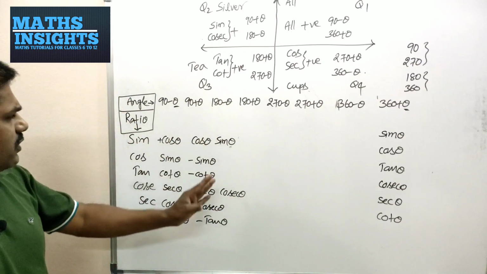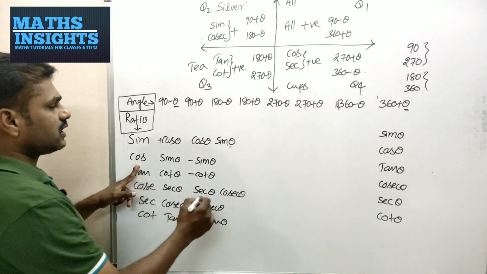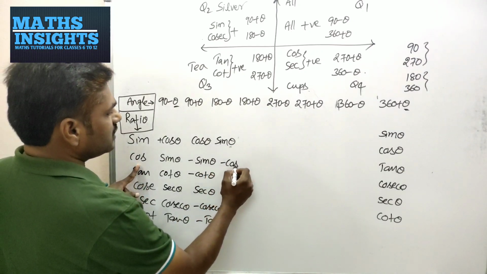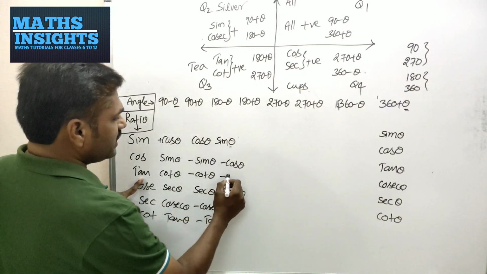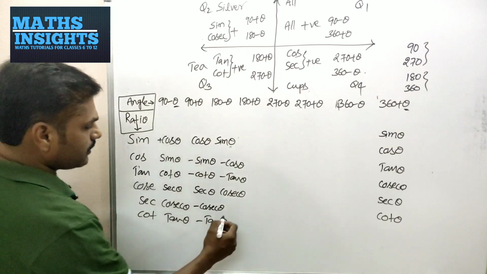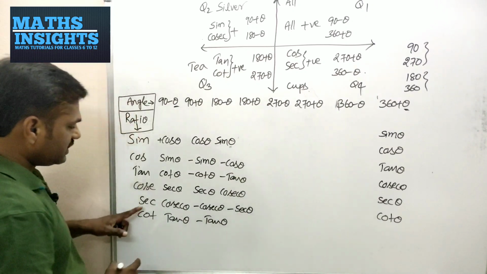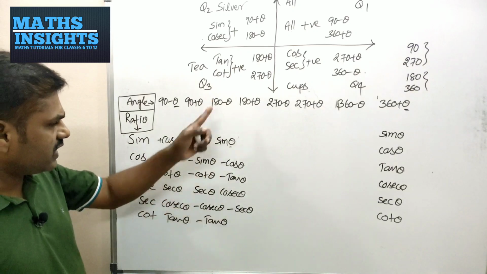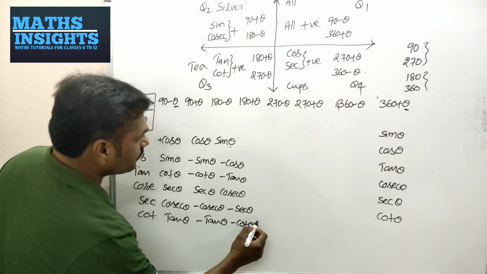Okay, for all the remaining you will get negative, meaning cos of 180 minus theta is minus cos theta. And tan of 180 minus theta is minus tan theta. For secant of 180 minus theta, minus secant theta. Why? Because 180 does not change the ratio. And cot is minus cot theta.